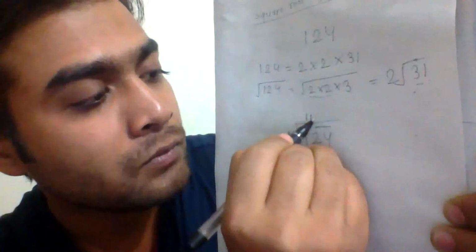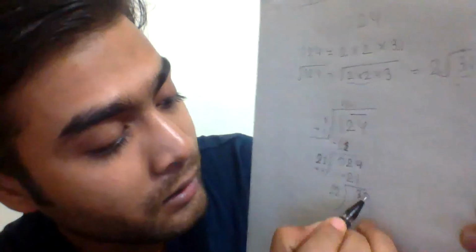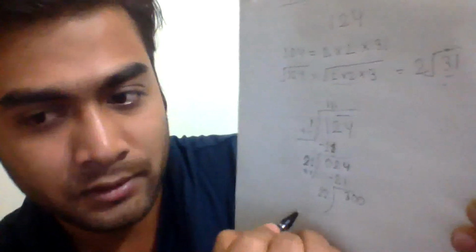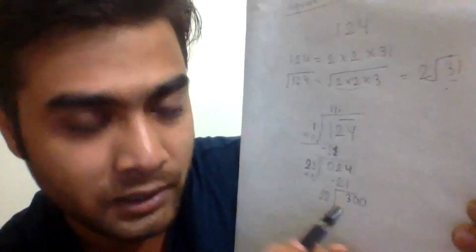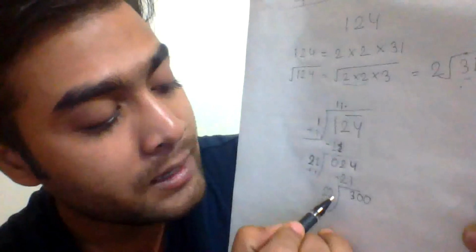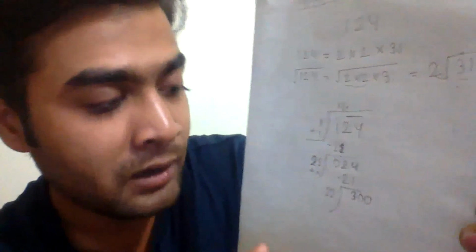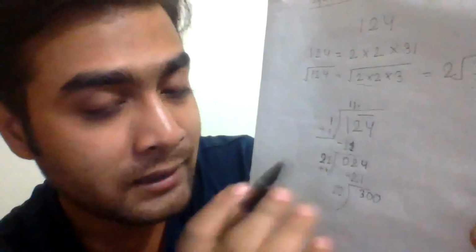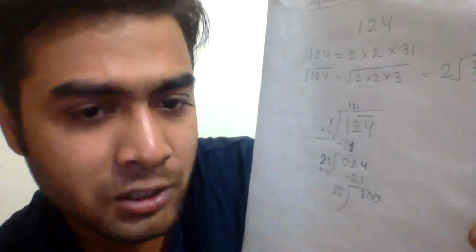So now I can write 2 zeros here because I'm finding the square root. I'll put 2 zeros. In case of cube root, I'll put 3 zeros. Okay, now I need the number which will multiply with the whole number so that I get the least number to be subtracted from 300, so that I get the least remainder, or 0 as the remainder.